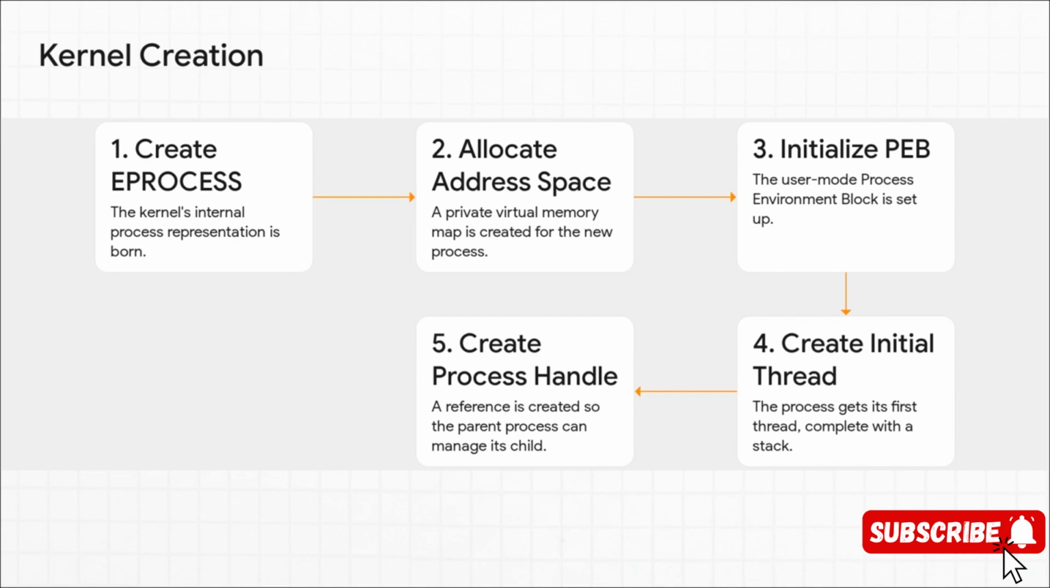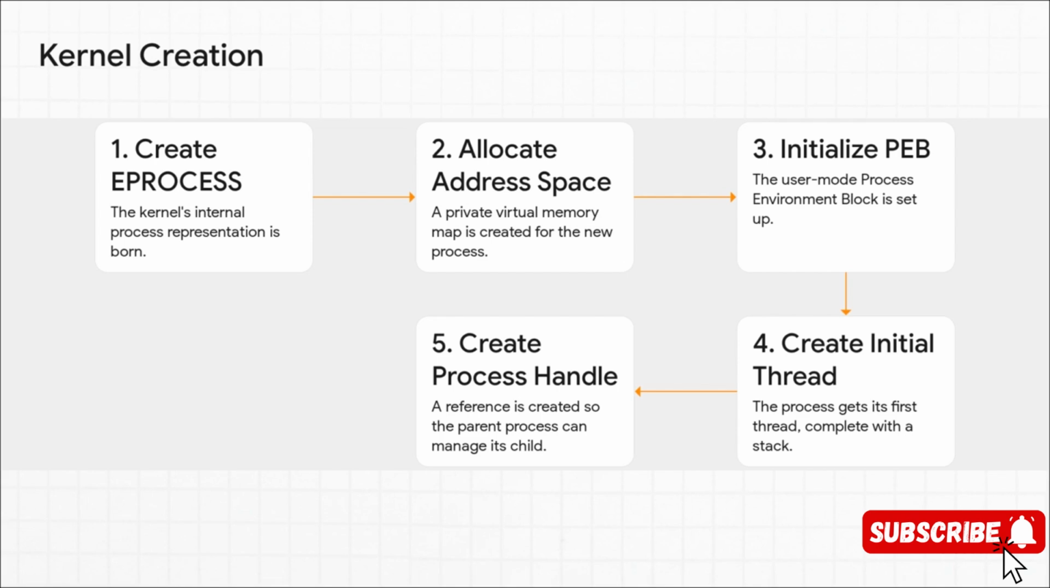Step 1, create the EPROCESS object. This gives the process its core identity. Step 2, allocate a private virtual address space, its own little sandbox to play in so it doesn't mess with anyone else. Step 3, initialize the PEB, its user-facing toolkit. Step 4, create the very first thread, the actual worker that will execute code. And finally, Step 5, create a process handle, which is basically a ticket that the parent process can use to manage its new child.